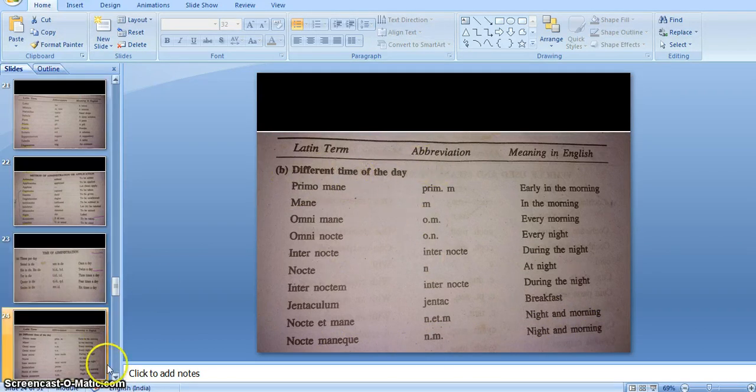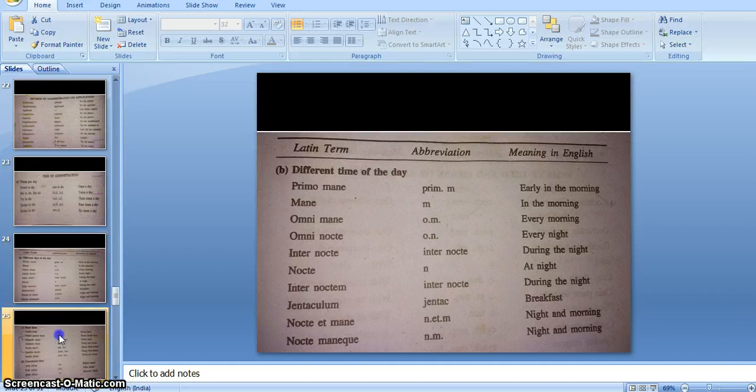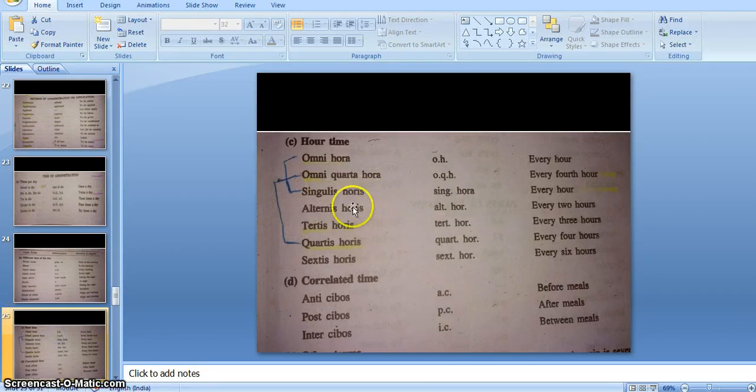Okay, do you understand now what I'm saying? You have to mug up all this, because these terms are very important, right? Then hourly times: omni hora means every hour, that particular tablet should be taken. Then omni quarta hora, every 4 hours, particular tablet taken. Singulis horis, that is every hour, like omni hora. Then alternis horis, that is every 2 hours, that is frequency of our drug, right?